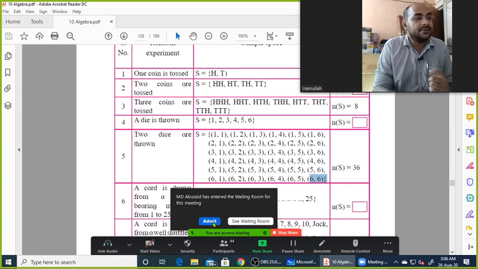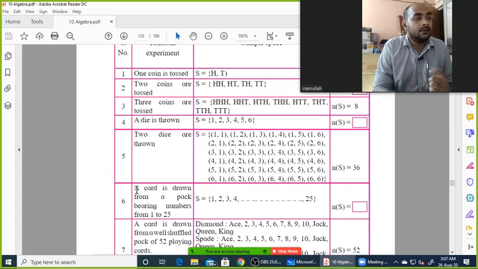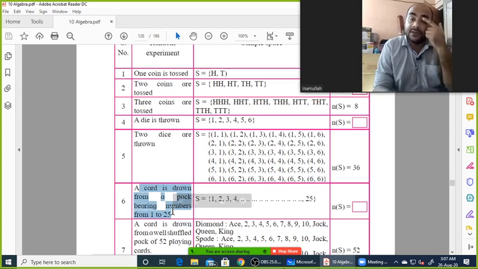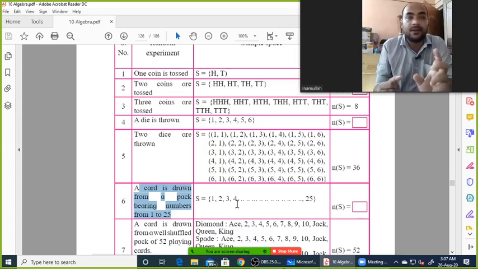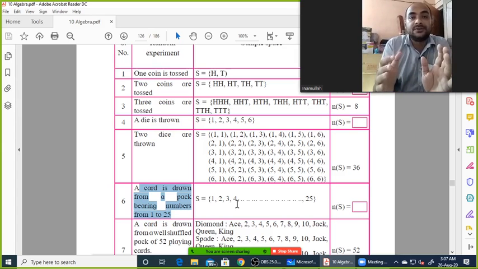Then next sample space, a card is drawn from a pack of cards bearing numbers from 1 to 25. Here, we have 25 cards, and we wrote 1 to 25 numbers on those cards. If we pick one card randomly, there are 25 chances to get one card. We may get a card with number 1 or number 2, number 3 till number 25. Any card we can draw from the pack of 25 cards. So total possibilities are 25.